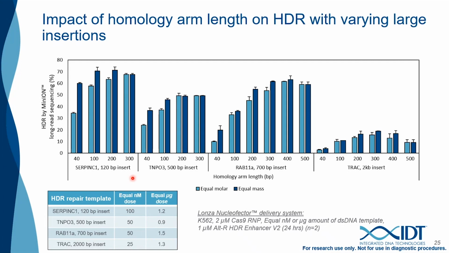And so if we compare homology arm lengths of 40 up to 500 bases, you could see with our short inserts, so the 120 and 500, that the HDR rates are really kind of plateauing, particularly for the equal mass dose, around 100 to 200 bases. In contrast, if we look at our larger inserts, the HDR rates really aren't plateauing until you hit 200 to 300 bases. So overall, we generally recommend starting with around a 200 base pair homology arm length, and that is the default in our design tool, but this may vary by cell type or system.